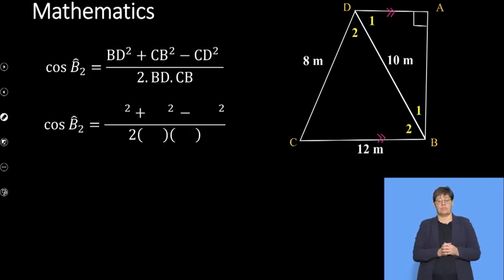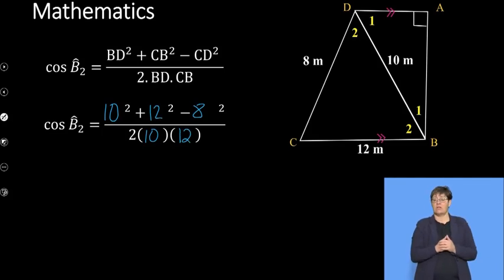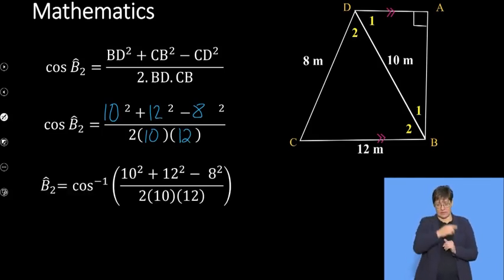So in other words, substituting, we're going to get BD is equal to 10, CB is equal to 12, and CD is equal to 8 times 2 BD and CB. Remember, because we're finding an angle, we now need to use the shift function in our calculator. So we're going to put shift and put this whole expression into our calculator.